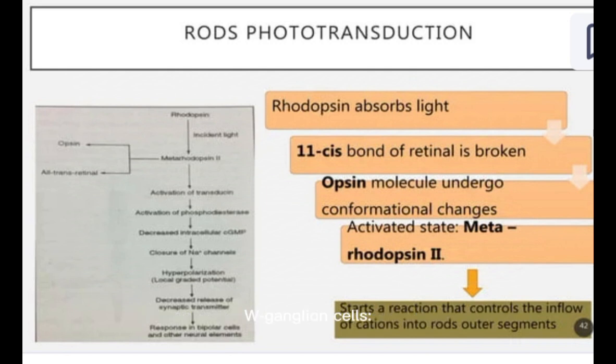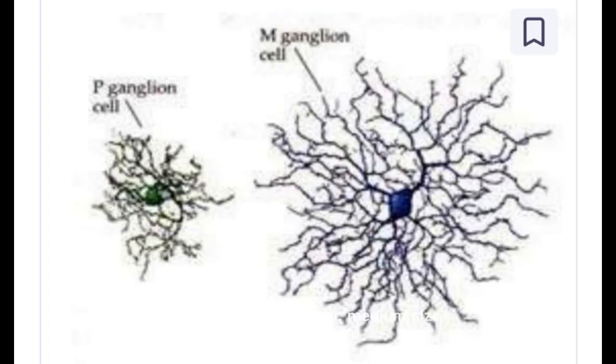W ganglion cells: 40%, small, receive most of the excitatory impulse from rods. Essential for scotopic vision. X ganglion cells: 55%, medium size, responsible for color vision. Y ganglion cells: 5%, largest, respond to rapid movement or change in light intensity.